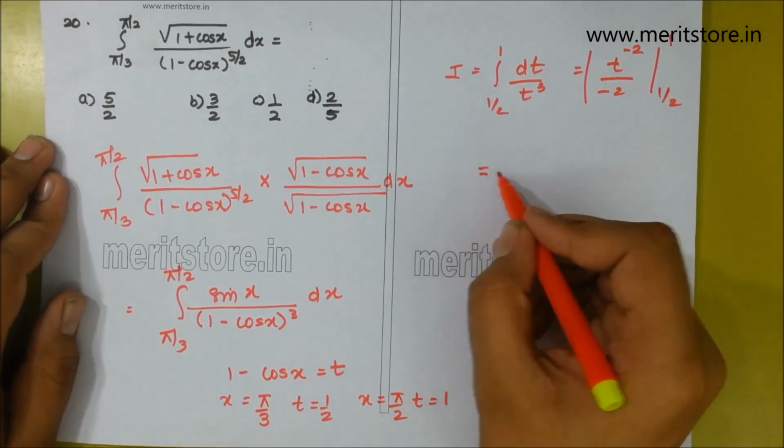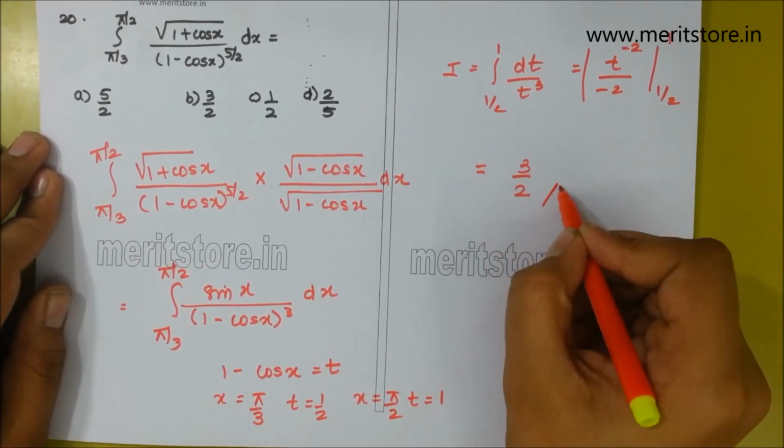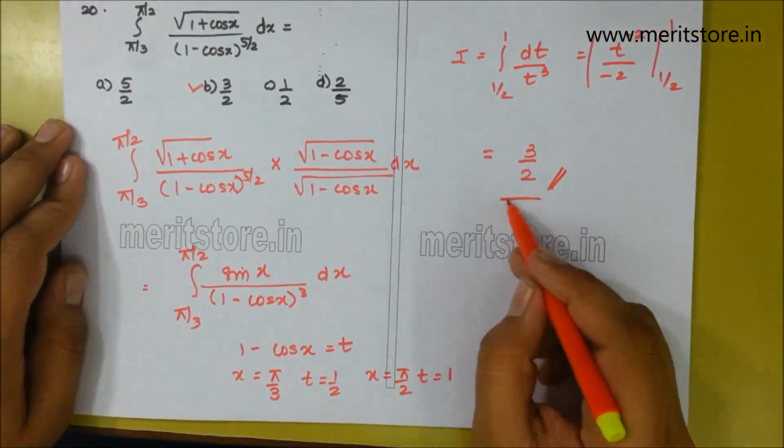After substituting the upper limit and lower limit, what we get is 3 by 2. So option B is the correct answer.